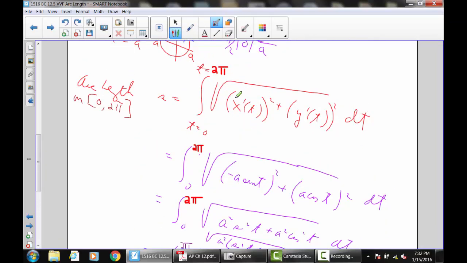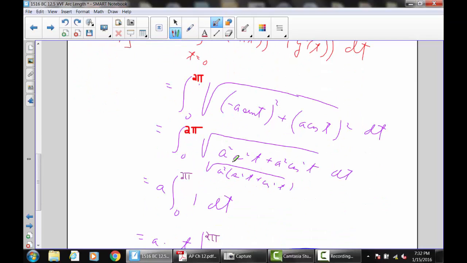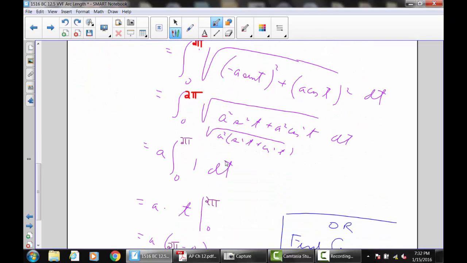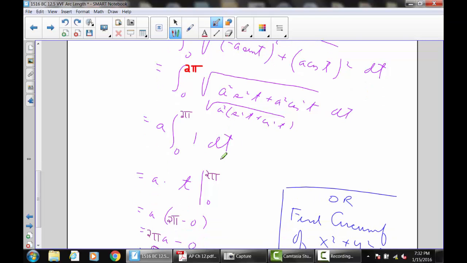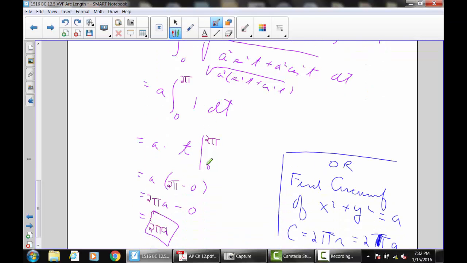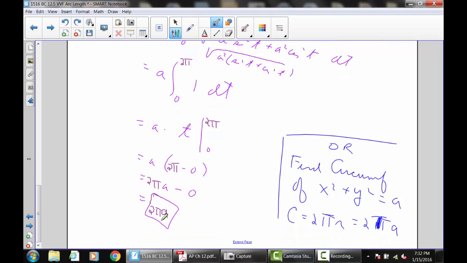Oh, I did. So I took the derivative x prime of t and the derivative y prime of t and the square root of them, squared them both. You get the following. You pull out the a squared. The square root of a squared is a. And sine squared plus cos squared is, of course, 1. Square root of 1 is 1. When you integrate 1 dt, you get t. You evaluate from 0 to 2 pi. You replace the t by 2 pi and by 0, subtract. All that work, you could have just done the circumference.